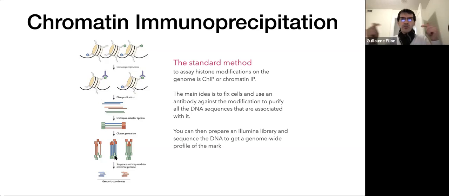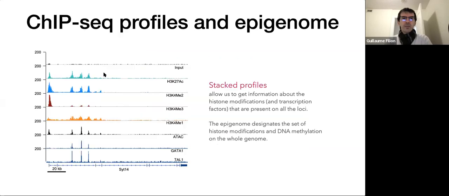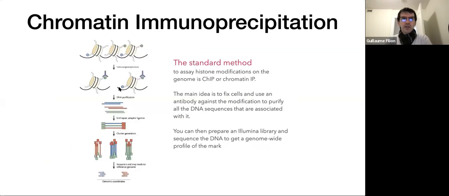Okay, so then you got your paired ends, like forward and reverse. They will identify that sequence here, that sequence there, but they will leave out this one that is here because you did not precipitate it. Okay, you're going to sequence that, but you're going to remove that. So the sequences that you're going to get at the end are the ones that were very likely to be associated with the modification you're interested in. So that's what I said. You can then prepare an Illumina library and sequence the DNA to get a genome-wide profile of the mark.